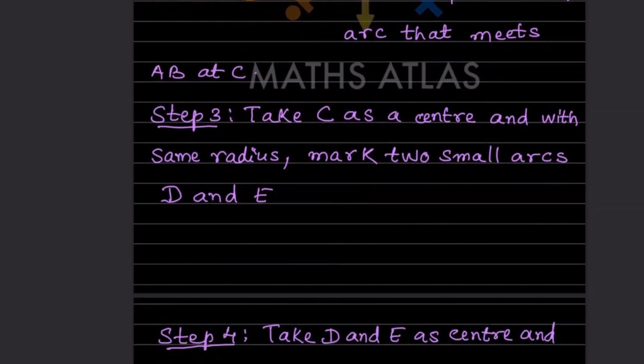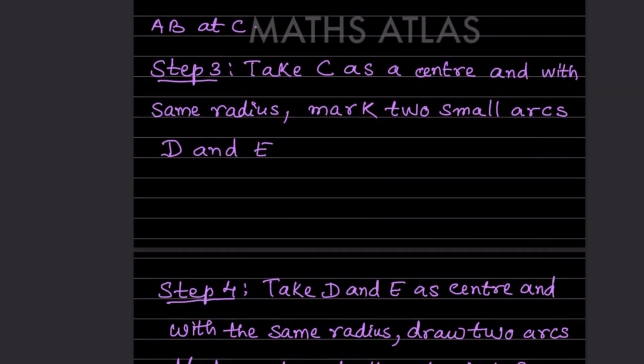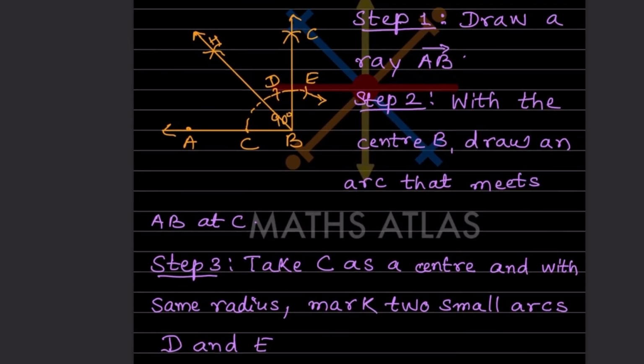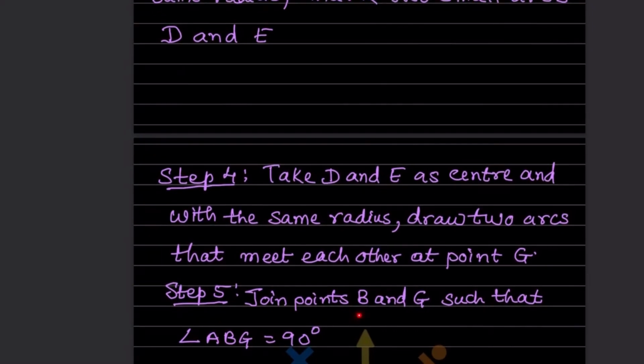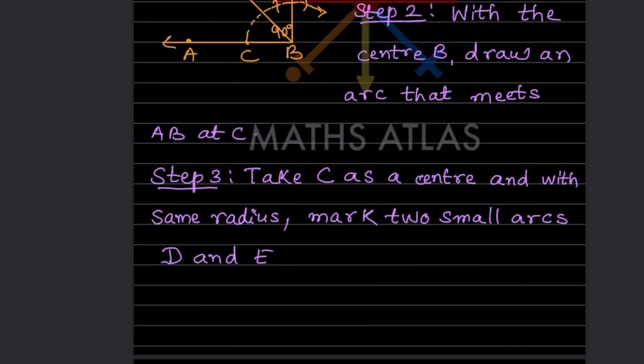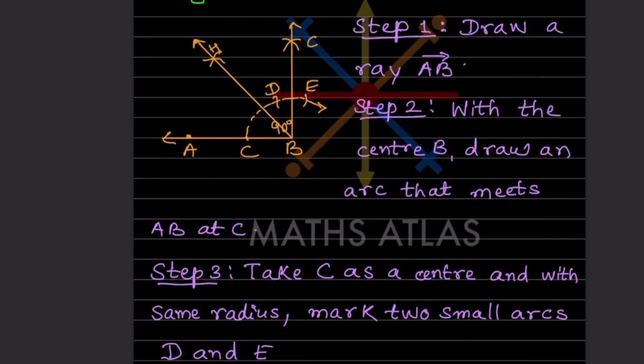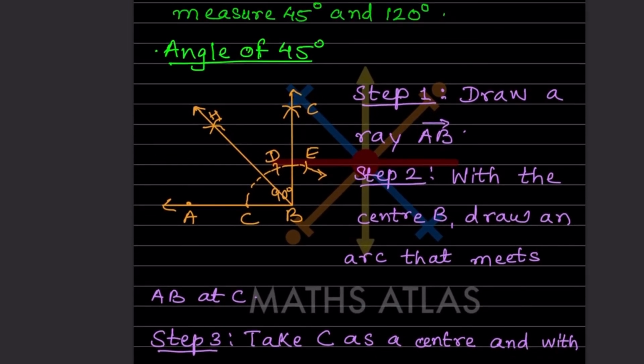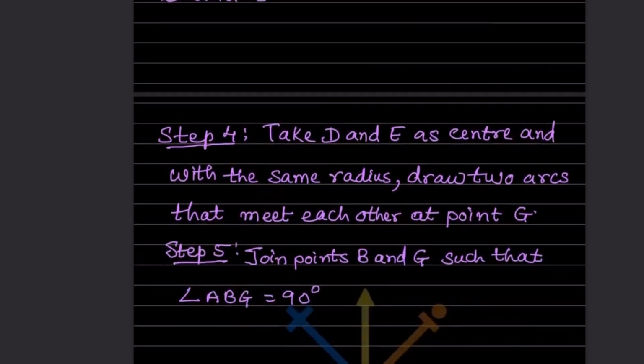Now take D and E as center, and with the same radius draw two arcs that meet each other at point G. So it is going to meet at this point G. Join points B and G such that angle ABG is equal to 90 degrees. Hope you got this one. Just look at the steps.